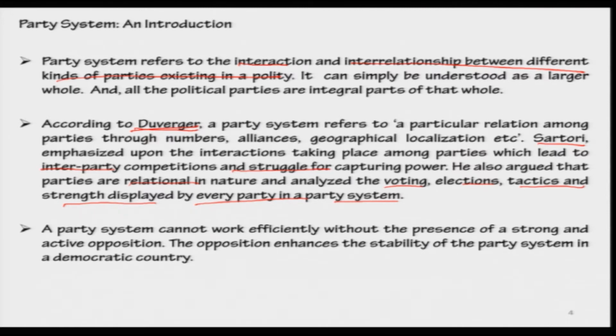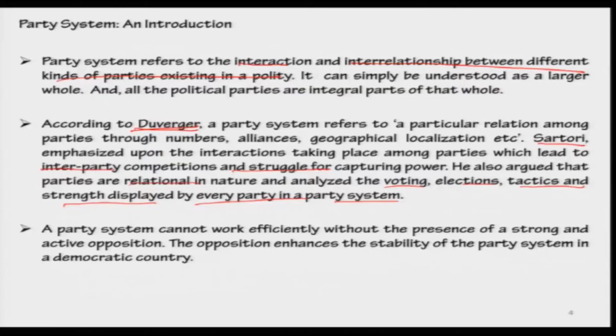So, in that sense party system simply is a kind of overall system where each political party functions and their functioning is determined or, in a sense, conditioned by the party system that exists in a polity. So, we will discuss different kinds of party system where it becomes clearer to understand how party system influences the functioning or the working of political parties.